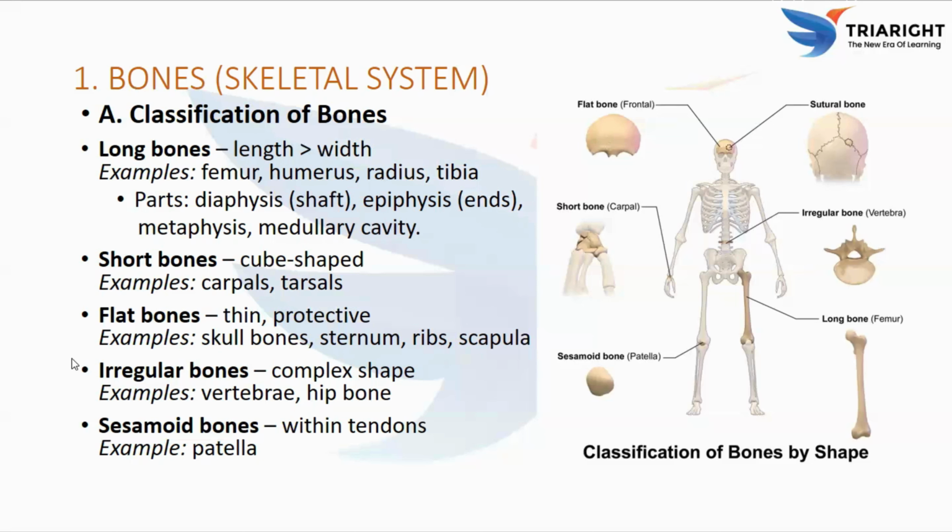Irregular bones. What are irregular bones? These bones have odd or complex shapes. They protect the organs and support the body. For example, vertebrae, the spine bones, and the hip bone, the pelvis.